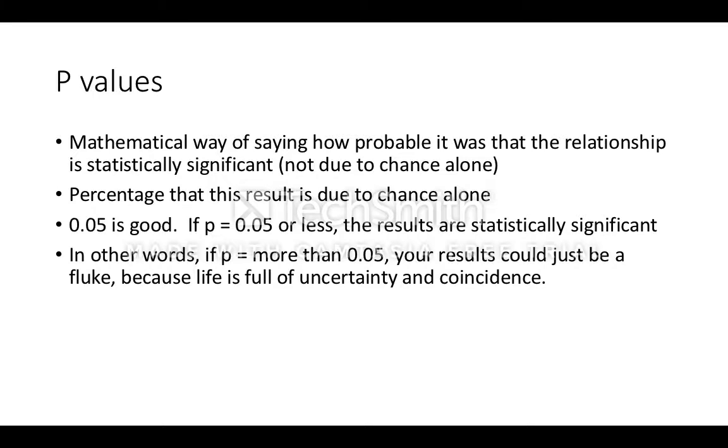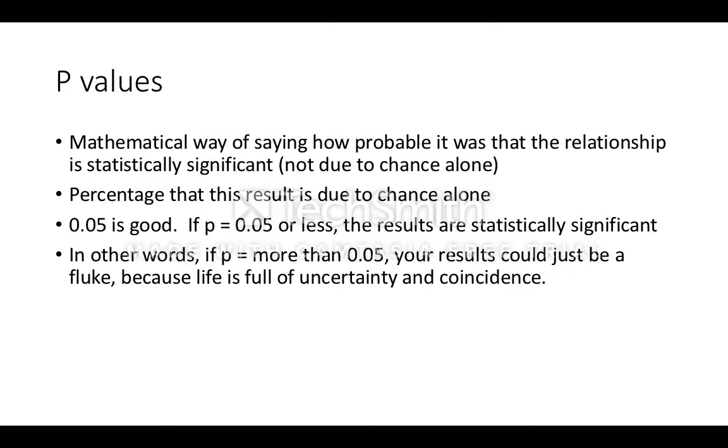So one way that we use to look at how likely it is that a relationship between two variables is due to chance alone. If it's not due to chance alone, it's statistically significant. So a way that we determine if the relationship between two variables is likely statistically significant or not due to chance alone is a concept called p-values. And a p-value is a percentage that this is due to chance alone, or the probability or the likelihood that the result you have is due to chance alone.